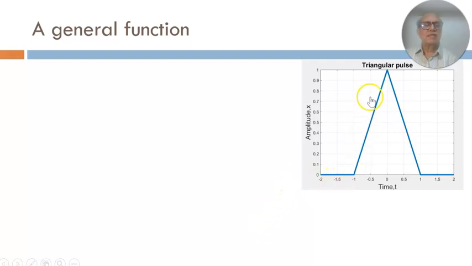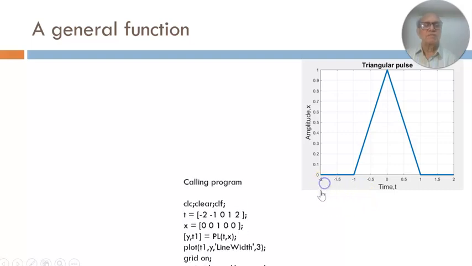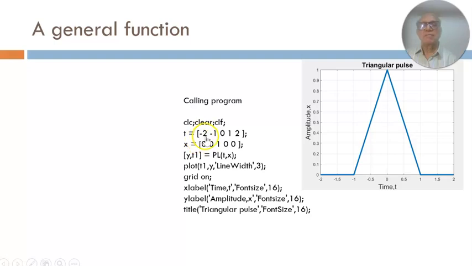Suppose we want to generate a triangular pulse, and again note that what we know is only the intermediate points. So the t vector from -2 to -1 remains 0. Then from -1 to 0, it is changing from 0 to 1. Then from 0 to 1, it is changing from 1 to 0. And finally it remains 0 from 1 to 2.